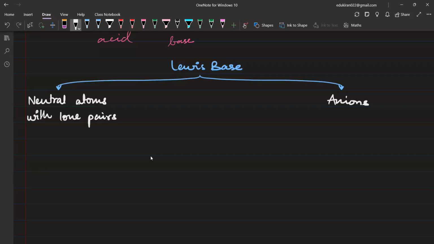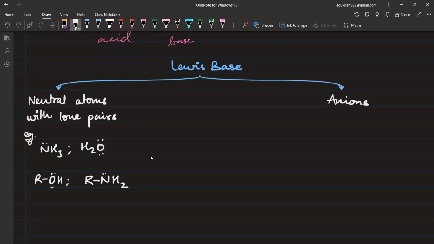तो न्यूट्रल एटम्स विद लोन पेयर, इसमें एग्जांपल में आपके पास आ जाएगा NH3, इसमें आपके पास H2O भी आ जाएगा बिकॉज H2O में भी लोन पेयर होता है, आपके पास यहाँ पे ROH भी आ जाएगा बिकॉज OH is also having lone pair. You can have RNH2 also because nitrogen is also having lone pair. So these are neutral species which are having lone pair electrons. So all of these can act as bases.